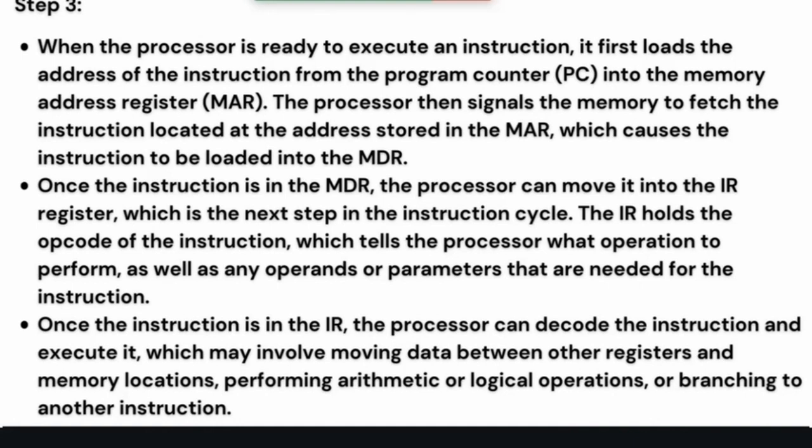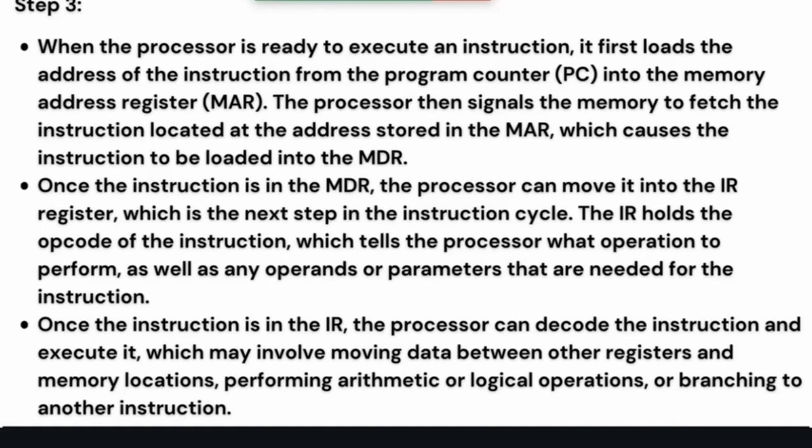Okay, so step 3, the "MDR out, IR in" step, is a crucial part of the instruction cycle for single bus computer architectures, as it allows the processor to retrieve and execute instructions stored in memory. What is MDR? The MDR is a register in the processor that holds the data that has been retrieved from memory, and the IR is a register that holds the instruction that the processor is about to execute.